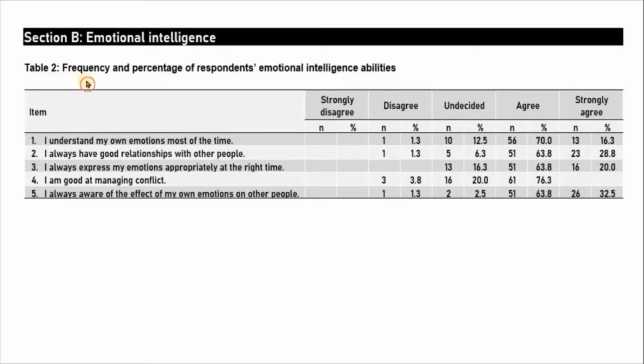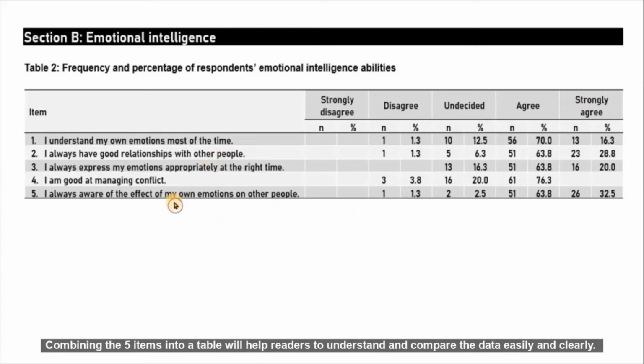We name it table 2, frequency and percentage of respondents' emotional intelligence abilities. So in this table, we put the 5 items and also their skill, from strongly disagree to strongly agree, with the frequencies and percentage of the response. Combining the 5 items into the table will help readers to understand and compare the data easily and clearly. Under the table, we can report the content of the table in text to elaborate the result of the analysis.